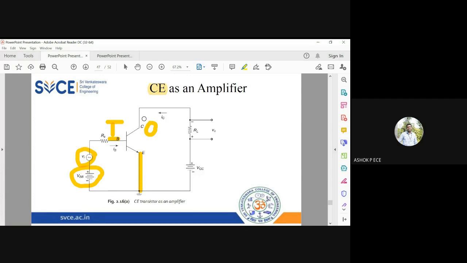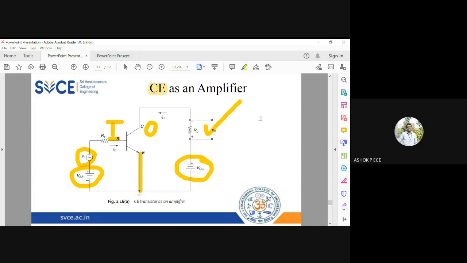On the output side, I'm going to take the output across the load RL. Also, collector base junction is reverse bias. So collector will be given to positive. Collector is N type, so it will be given opposite polarity. Collector will be given to positive and emitter is grounded, and negative is given to ground. That is given as VCC. And you take output across the load RL. So without VBB and VCC, your transistor will not function.